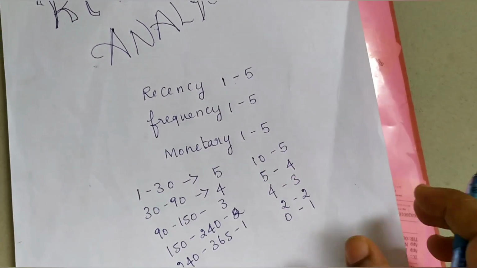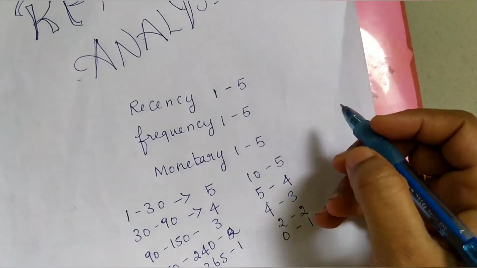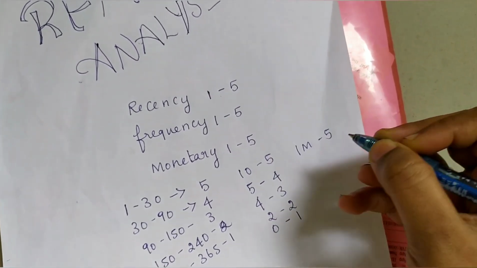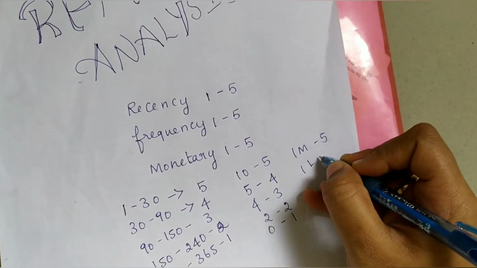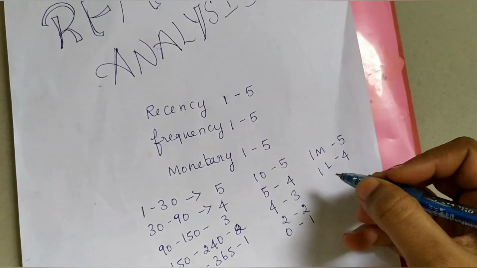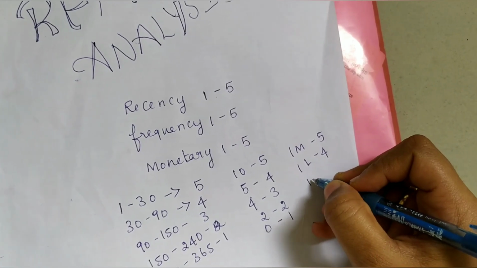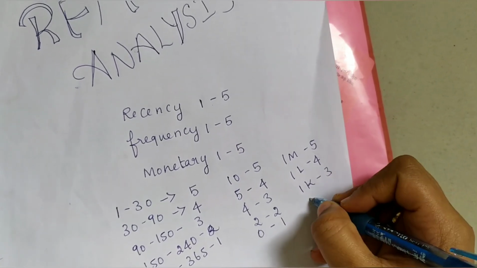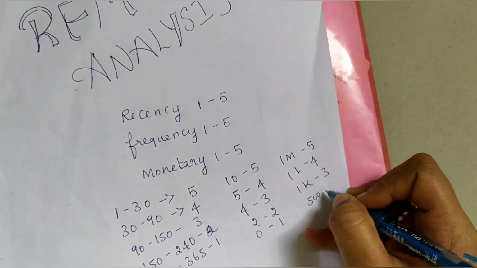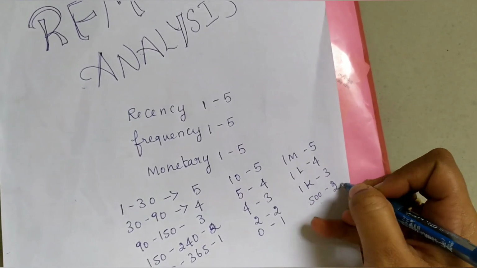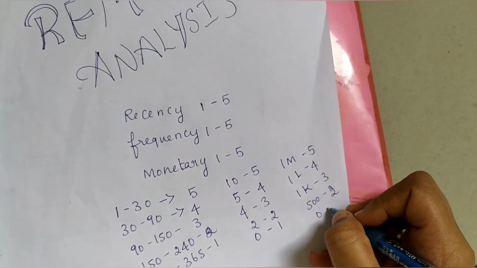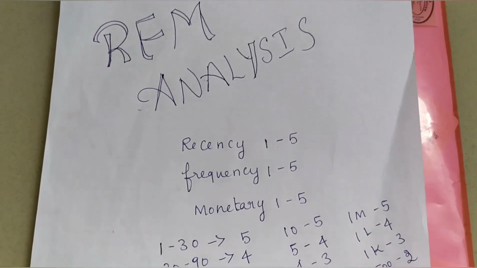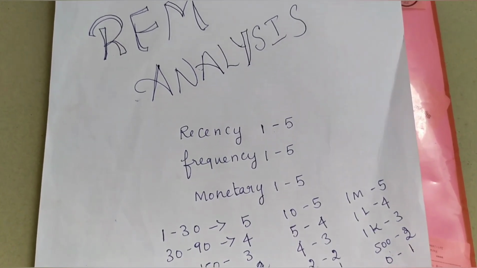Then you also have to give points to the monetary value. For example, if he gives a transaction of more than 1 million, you can give him 5 points. For 1 lakh you can give him 4 points. For more than 1,000 you can give him 3. For 500 you can give him 2, and not transacting at all means you can give him 1. Like this you have to give the points to recency, frequency and monetary.